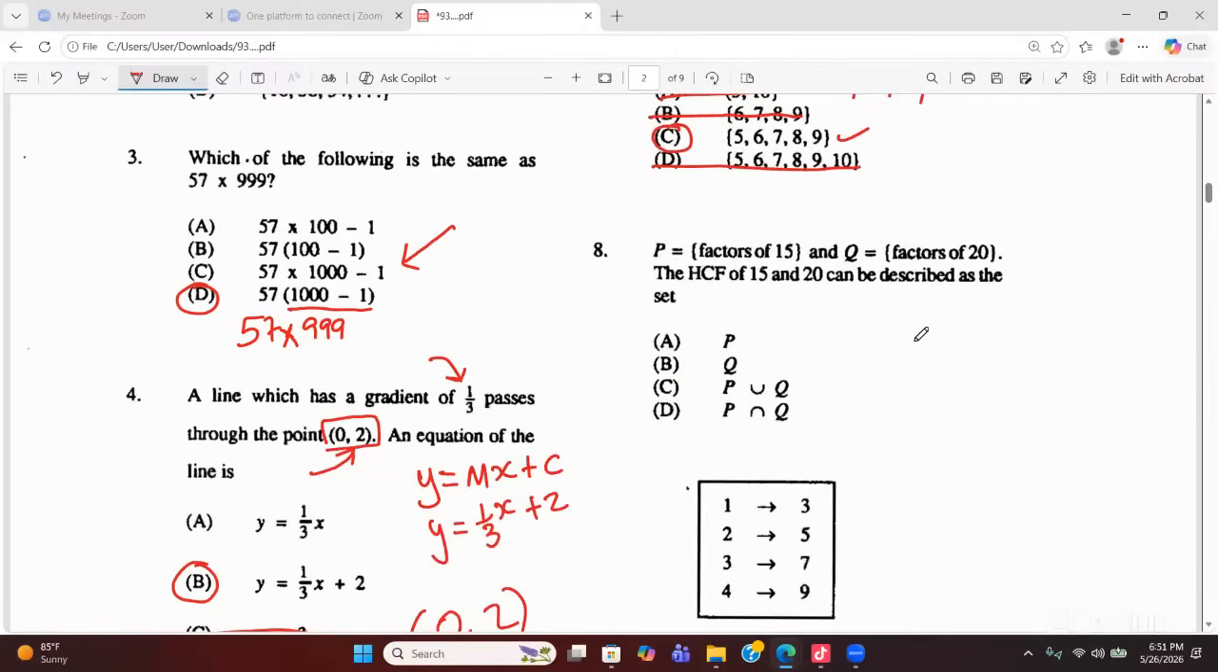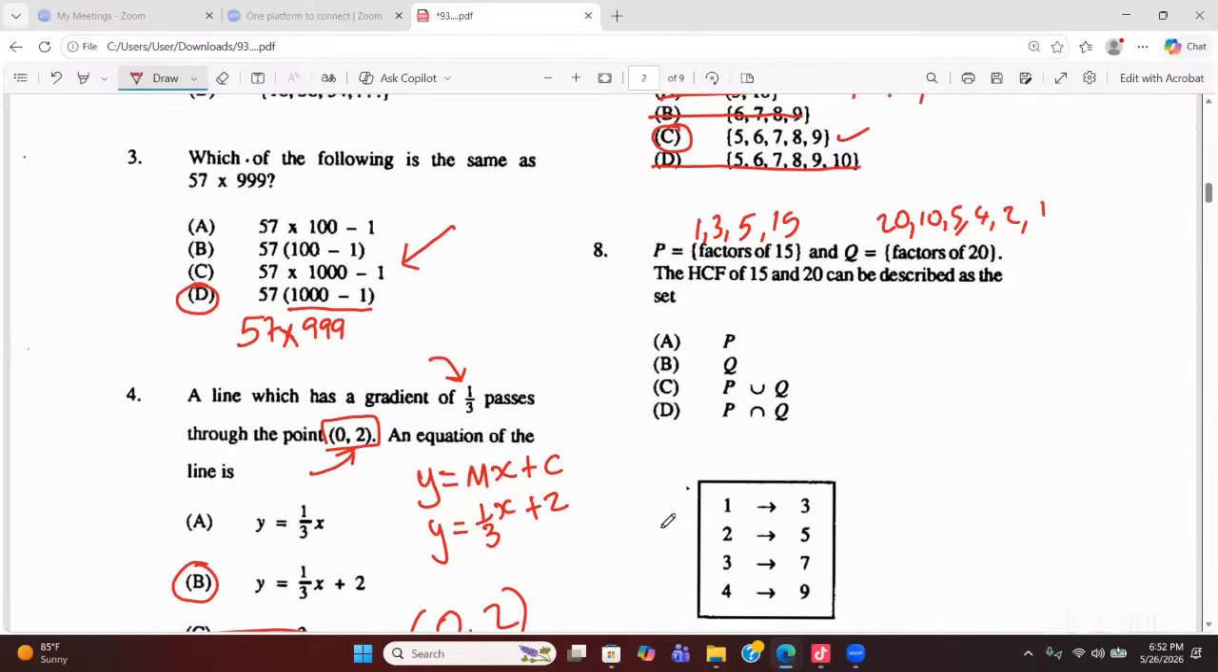Number 8 says P refers to the factors of 15. Q refers to the factors of 20. The highest common factor of these two numbers, in other words, the highest common factor of P and Q, can be described as what? So take a look at this one. If you're talking about the factors of this, let's just drop them quickly. You're talking about 1, 3, 5, and 15. Those are factors of 15. For 20, you have 20, then 10, then 5, 4, 2, and 1. So those are the factors of that.